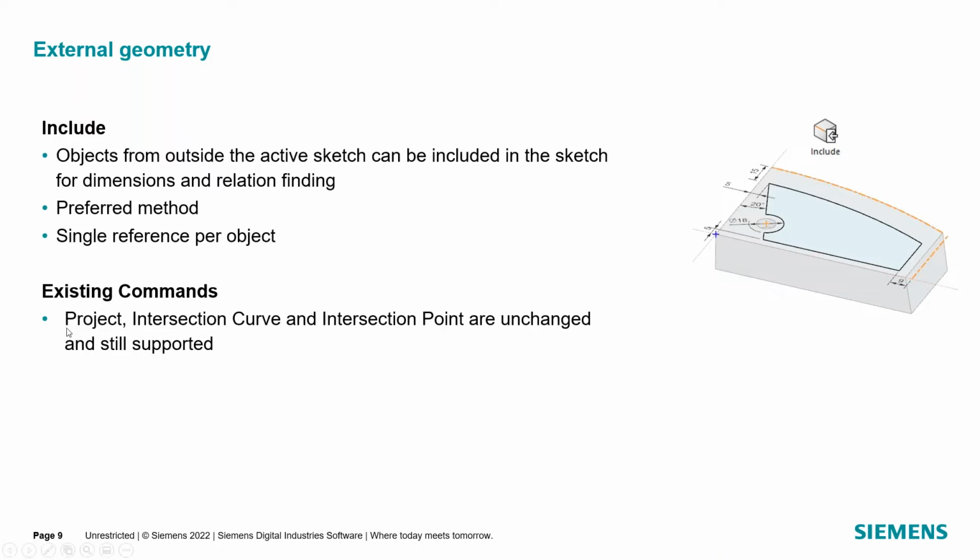But there is project, intersection, and intersection point. They're all supported still. But include is kind of the way, if you think about it, I come into a sketch, I start it. I know I'm going to need this edge, and this edge, so I right away say include, I bring those in, then I start sketching out my shape.